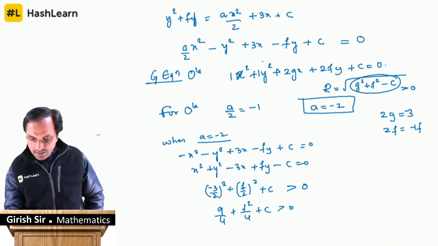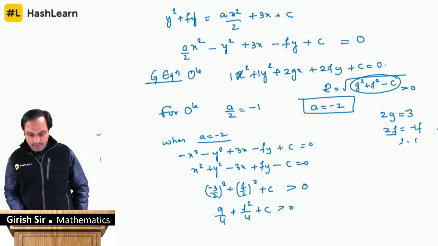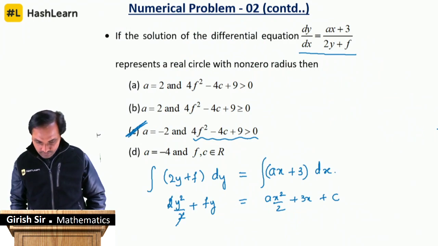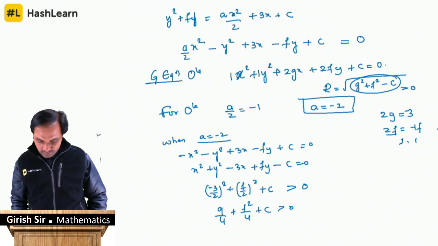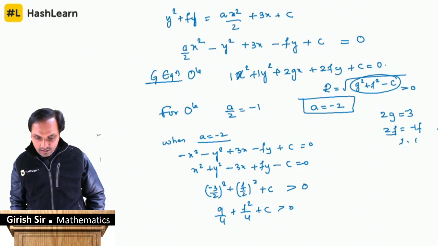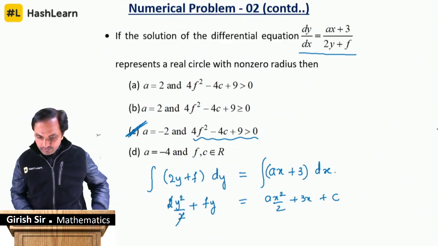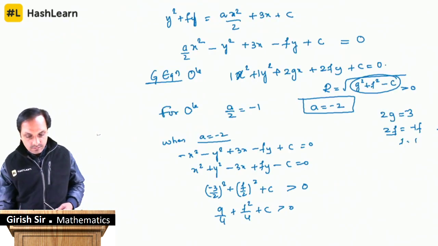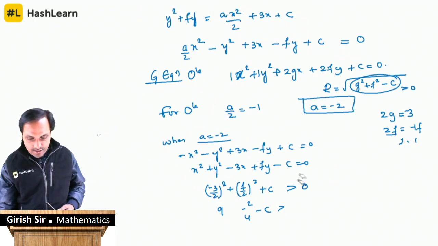minus f, that 2f should be equal to plus f, or f should be equal to f/2. Okay, f/2 is fine. When you do the simplification, you get 4f square, that should be fine. 4f square. Let me do it clearly, this part.